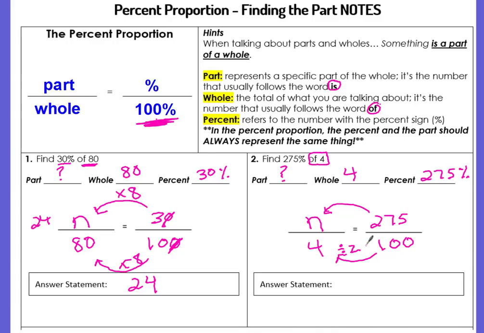Hopefully you remember your quarters. Divide by 25. And if there are 4 quarters in a dollar, and this is $2, 200, that's 8 quarters. 75 cents is 3, and 8 plus 3 is 11. So 11 is 275% of 4, and that definitely makes sense. We want it to be larger than the whole because the percent is greater than 100%.